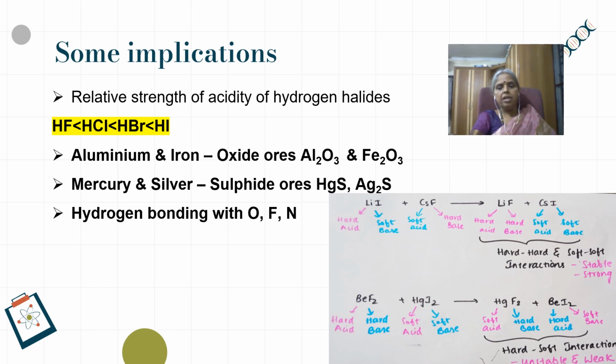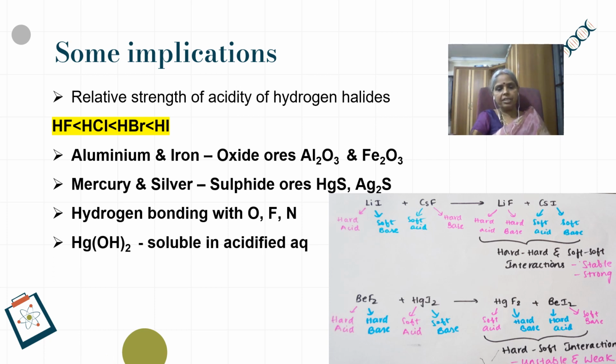Hydrogen bonding with oxygen, fluorine and nitrogen only. Whenever we discuss hydrogen bonding, we say only oxygen, fluorine and nitrogen. Why? Because oxygen, fluorine and nitrogen, as I just now told, are hard. H+ or hydrogen is also hard. So hydrogen bonding is always seen only with these three, not with others. Why? Because others are soft. Okay. Next, see another implication.